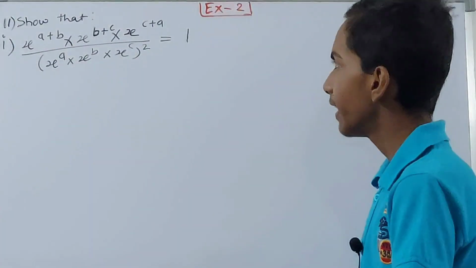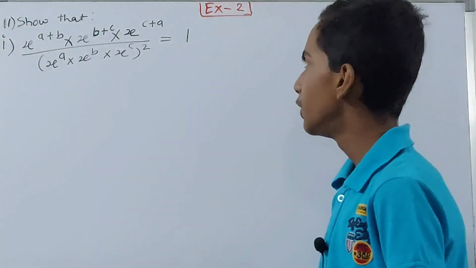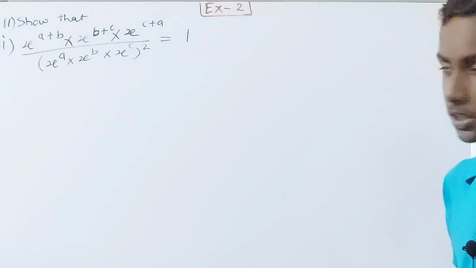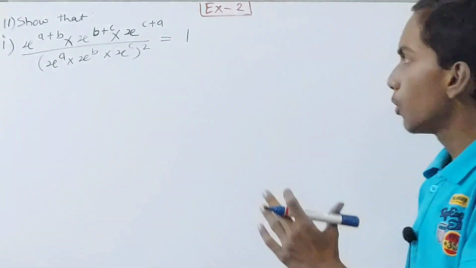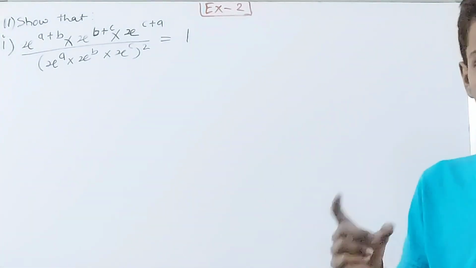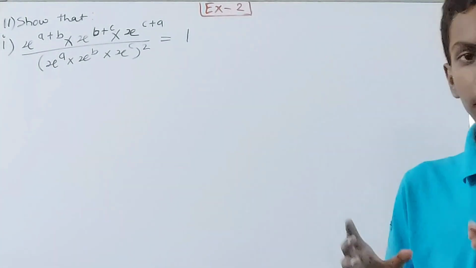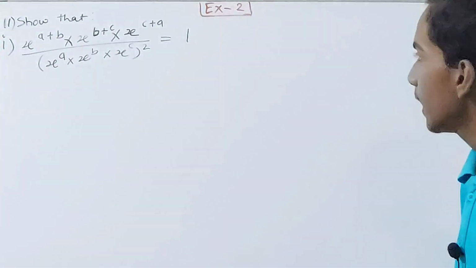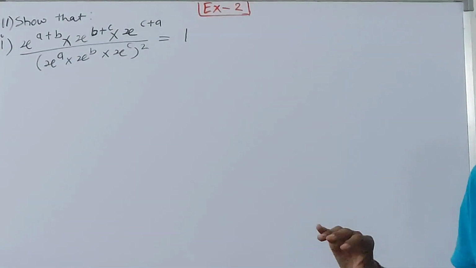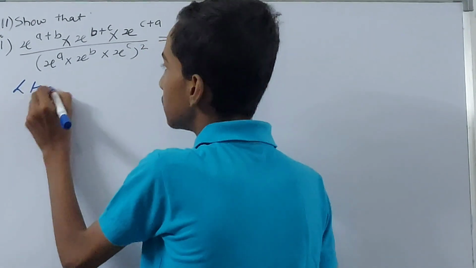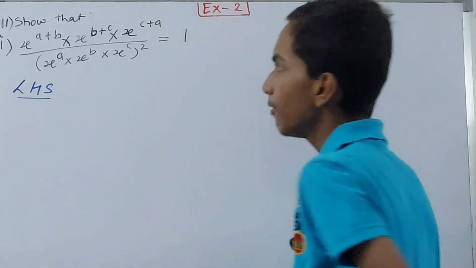Now you can see here we have x to power a plus b into x to power b plus c into x to power c plus a, upon x to power a into x to power b into x to power c and whole squared. So this is on the left hand side. On the right hand side we have 1. So again we only have to work on the left hand side, right hand side we don't have to do anything. So left hand side, LHS, what have we got here?